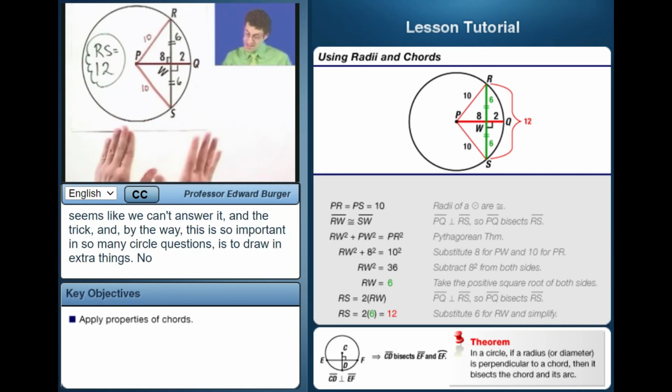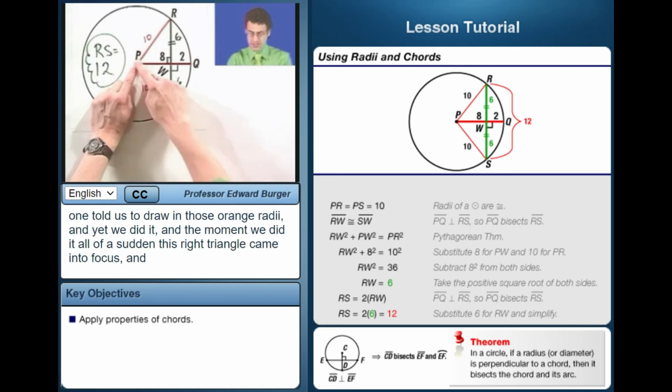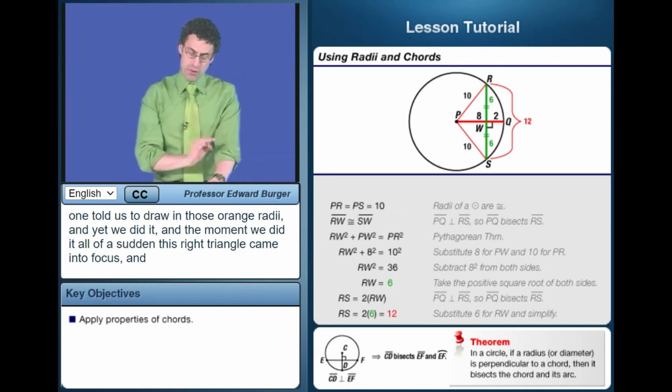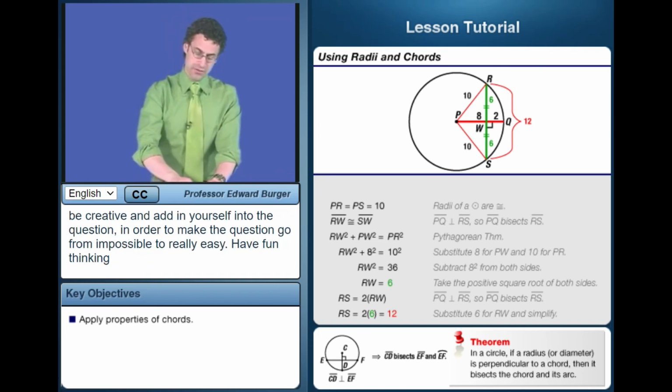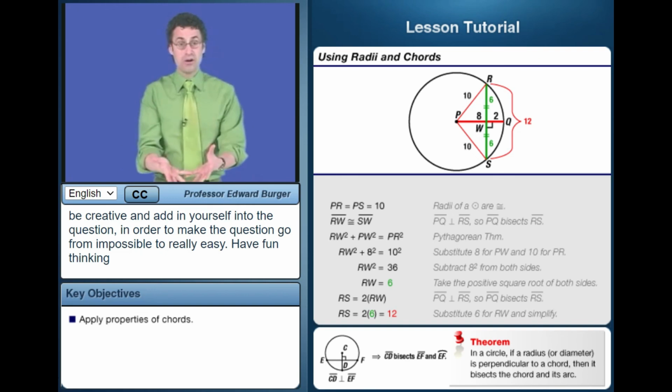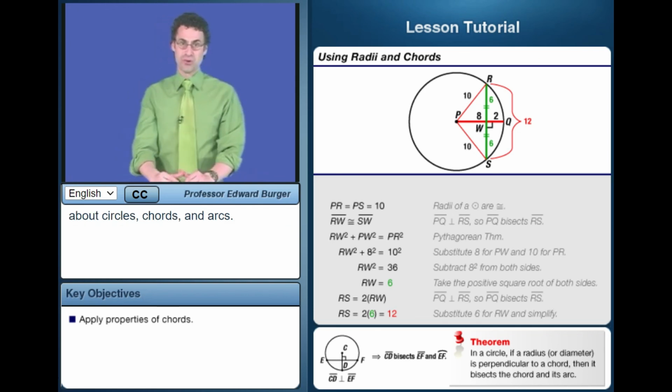And I just think this question is so cool because it really allows us to see an issue that seems like we can't answer it. And the trick, and by the way, this is so important in so many circle questions, is to draw in extra things. No one told us to draw in those orange radii, and yet we did it, and the moment we did it, all of a sudden this right triangle came into focus and we were able to answer the question. That's the key to this question, and that really is the key to thinking about mathematics and geometry, is to be creative and add in yourself into the question in order to make the question go from impossible to really easy. Anyway, have fun thinking about circles, chords, and arcs.